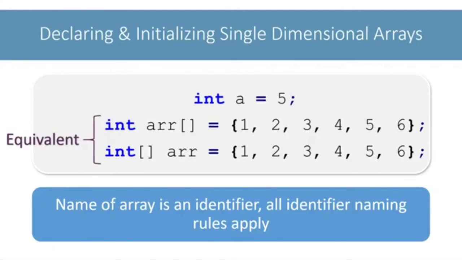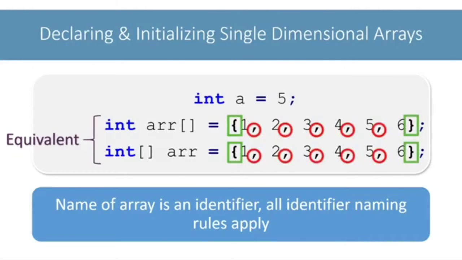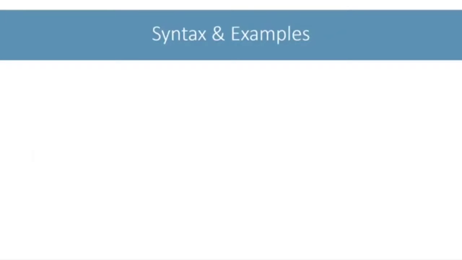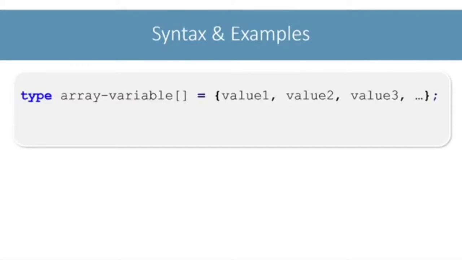Moving on, in the variable case, we assign a single value to a, as variables can hold only a single value. But to ARR, we assign an array which is a group of values. All the values in the array are separated by commas, and the entire array is enclosed within curly brackets. Now that we have seen this example, we can easily write the general syntax of declaring and initializing an array like this. Or, if we place square brackets between type and array variable, then like this.